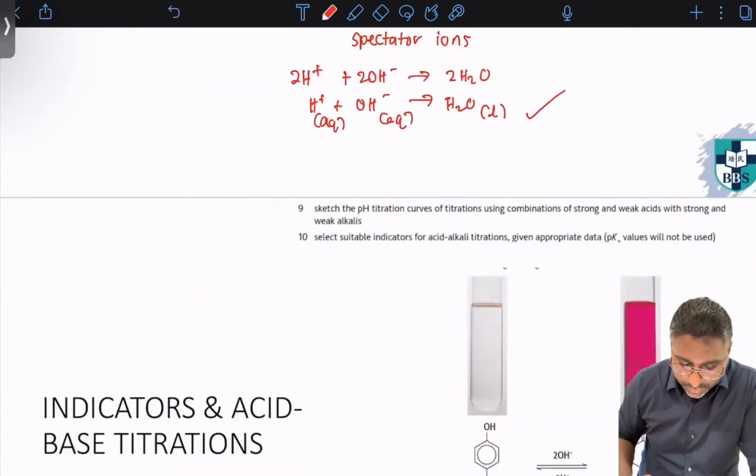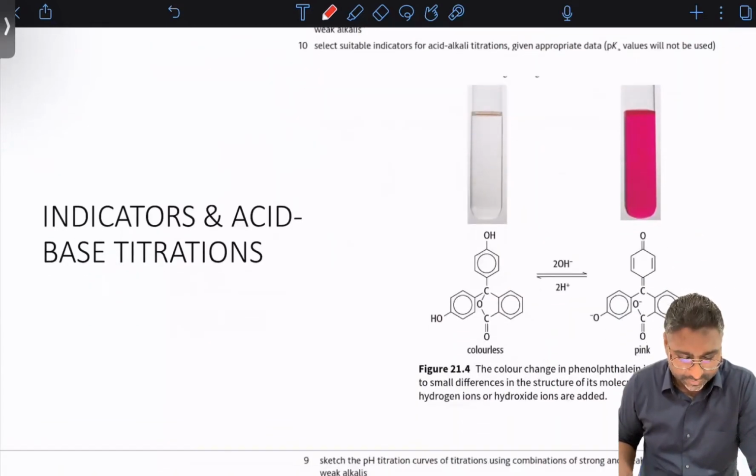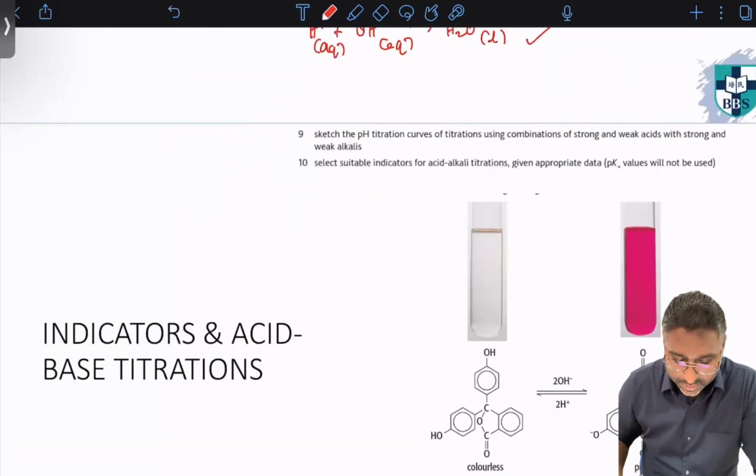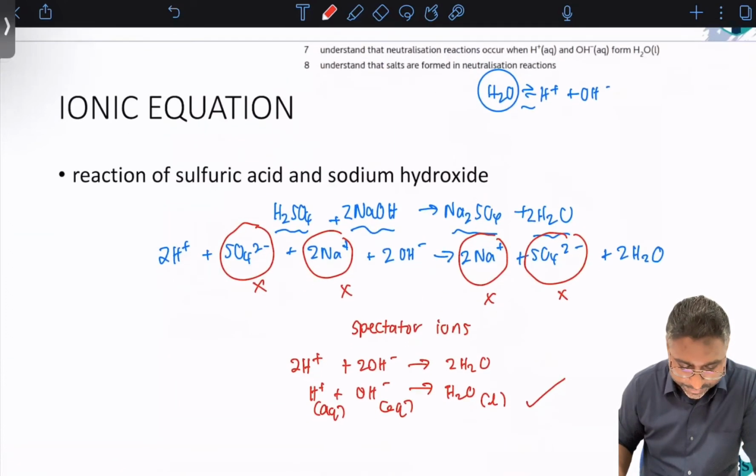Now what I want to teach you is going to be indicators and acid-base titration. But before I move on, any questions up to here?